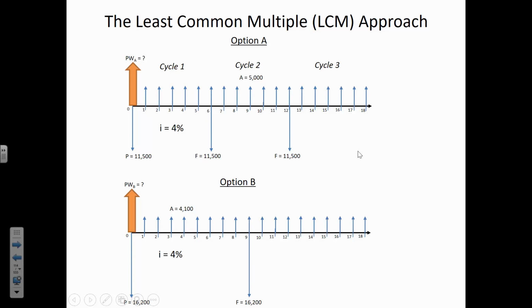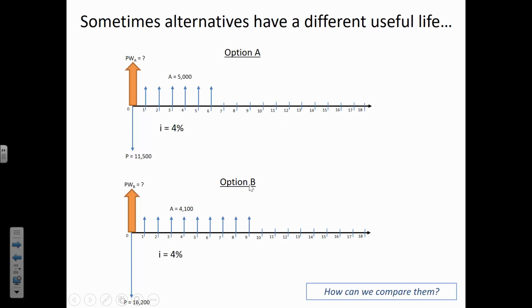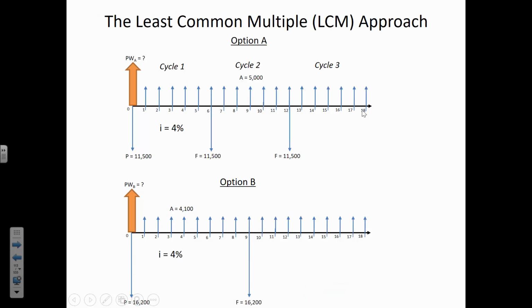Now, why don't we buy it again in year 18? Well, because if we bought it again at year 18, then we'd be having all this revenue coming to us in the future, and then it wouldn't be ending the same time as option B. The reason why this is called least common multiple is that the least common multiple when you've got 6 years and 9 years is 18. It's 2 cycles of 9 and 3 cycles of 6. That's how you can get it so that they both stop at the same time.